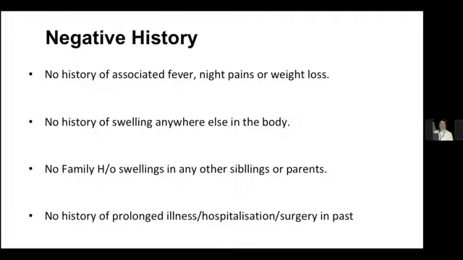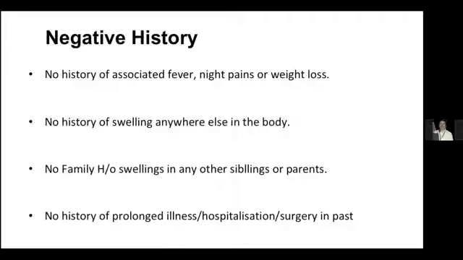Negative history is always required. You need to impress upon the examiner that you know that there could be certain other conditions which could be presenting in a similar way. So those histories you need to ask and you need to convey them. There is no history of associated fever, night pains, or weight loss. No history of swelling anywhere else in the body. No family history in any other sibling or parents of swellings in the body.